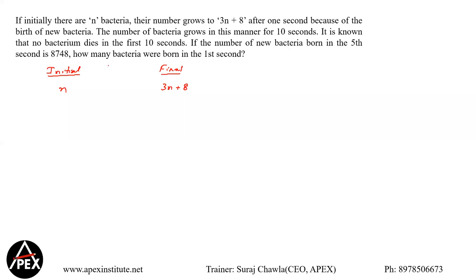Okay, so can I say the growth is in terms of 2n plus 8? So if I look at the growth rate, can I say it is twice the initial number of bacteria plus 8? Can I say this, guys? Perfect. So I'm taking time as my 1 second. Now, at the end of the first second, I have 3n plus 8 bacteria.